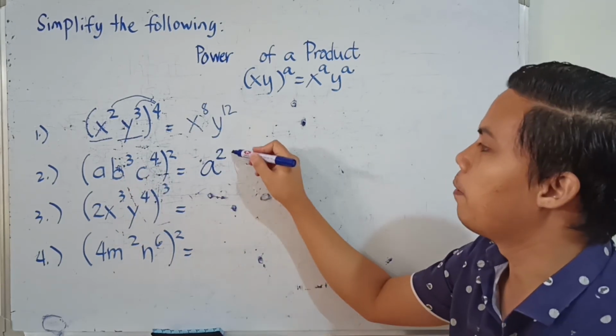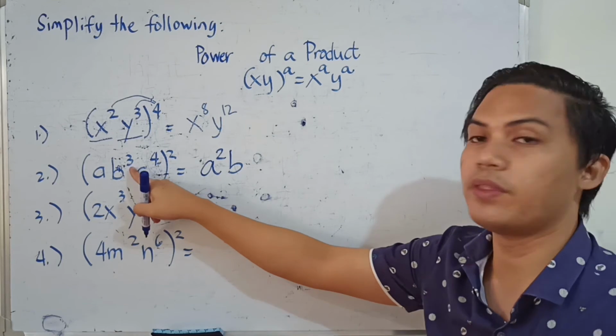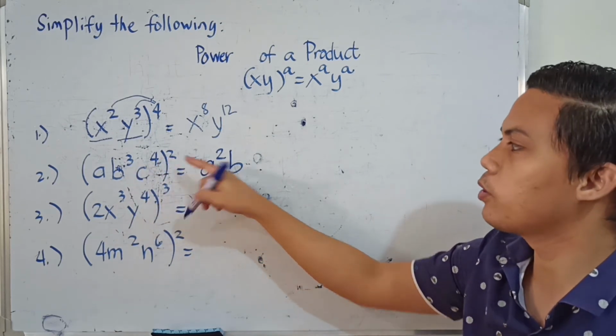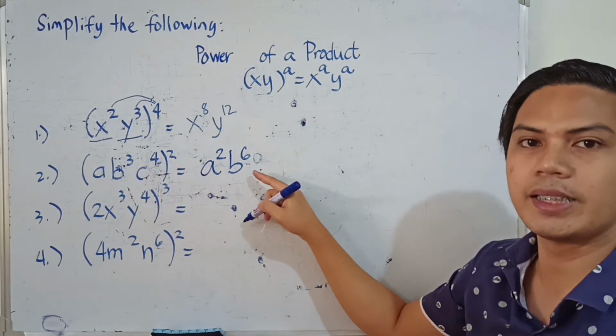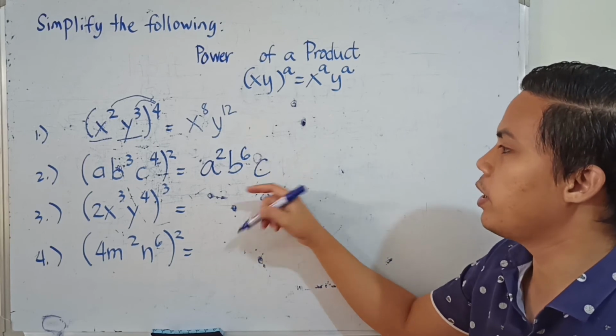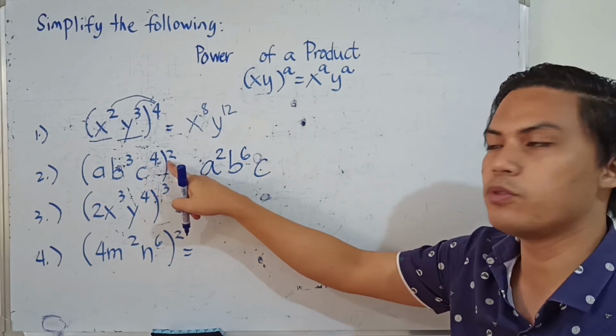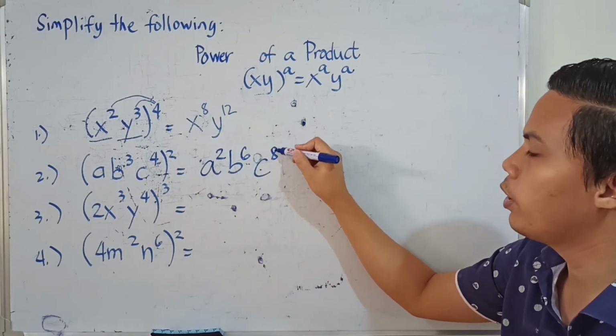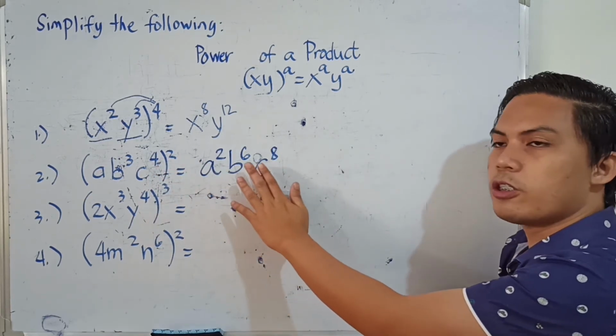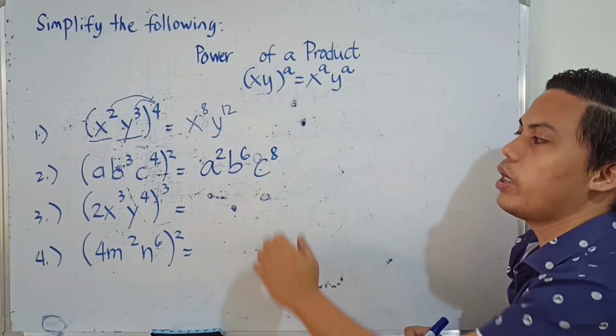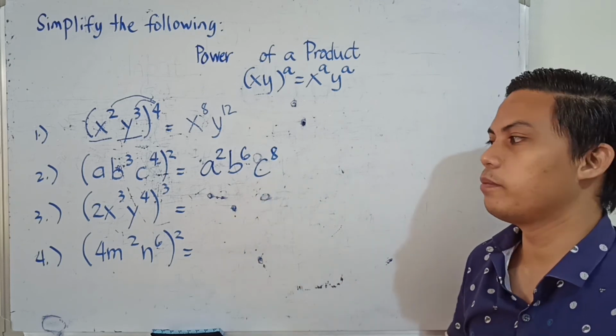Next would be b. Sa b naman, we have 3. So, 3 times 2, that is equal to 6. And finally, we have c. Yung exponents naman nila would be 4 and 2. So 4 times 2, that is equal to 8. So our final answer is a squared, b raised to 6, c raised to 8.